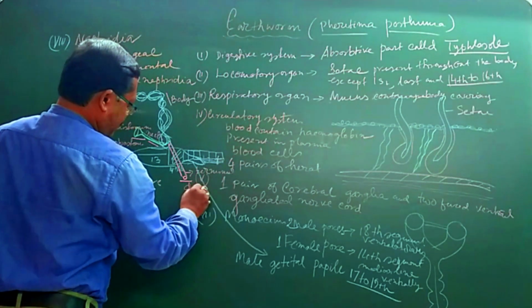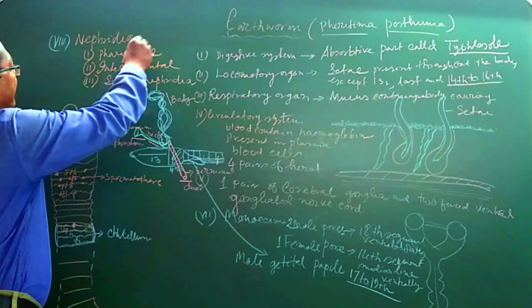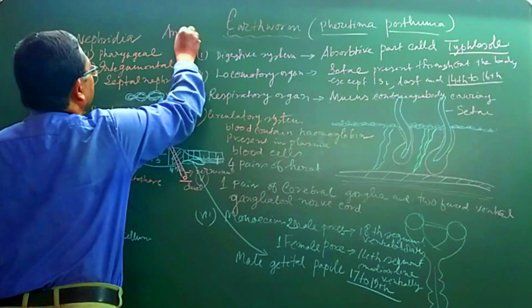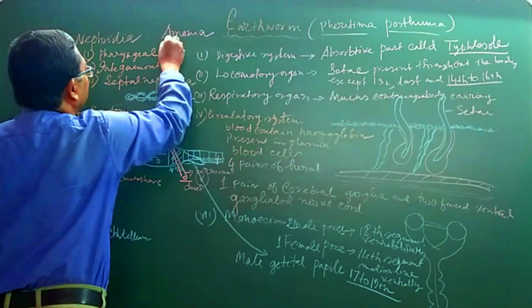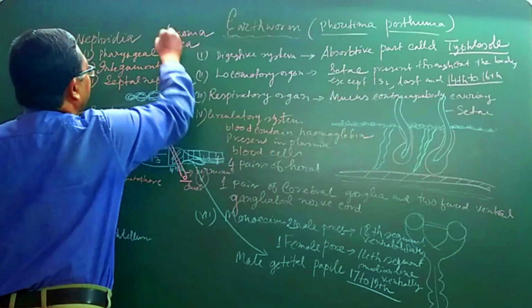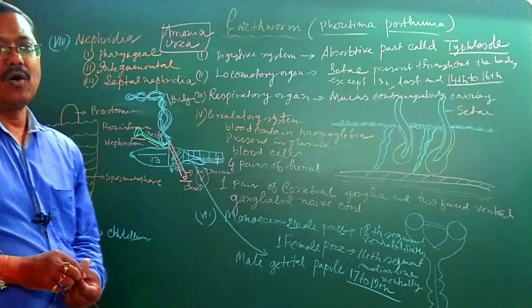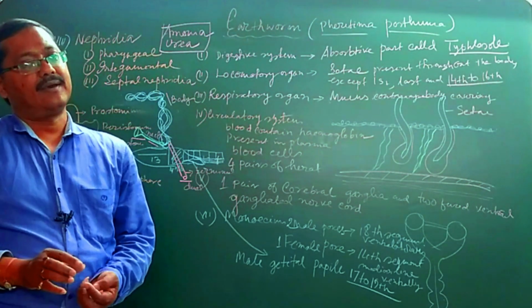Through these nephridia, ammonia and urea are eliminated. That is why it is an ammonotelic or ureotelic animal.